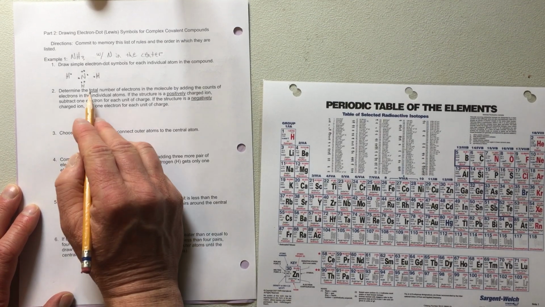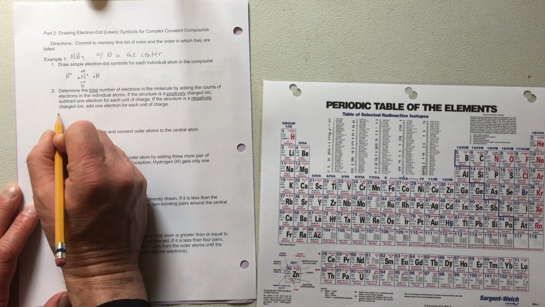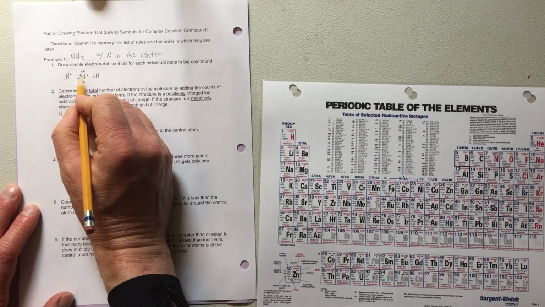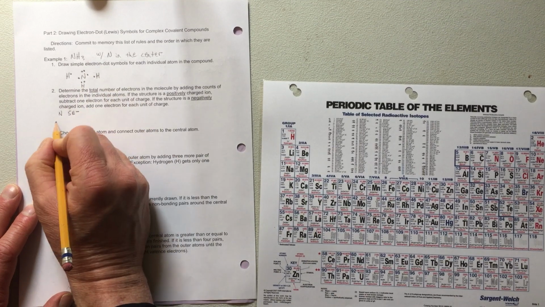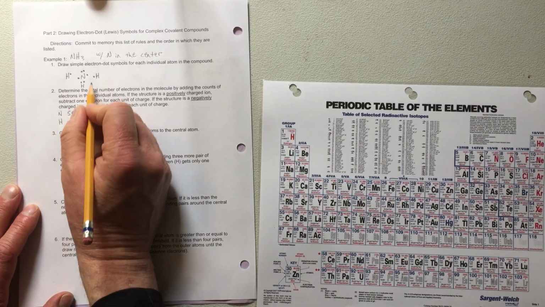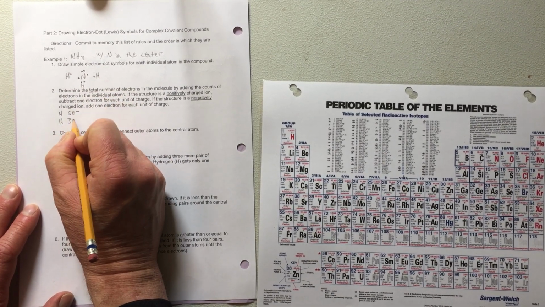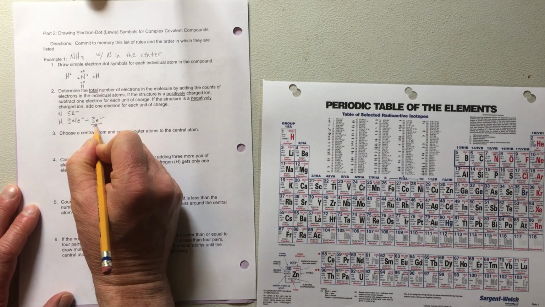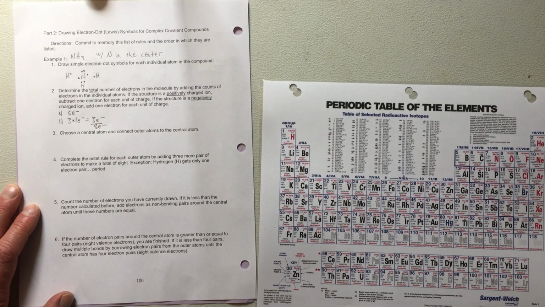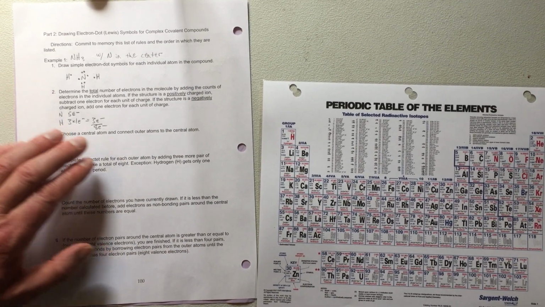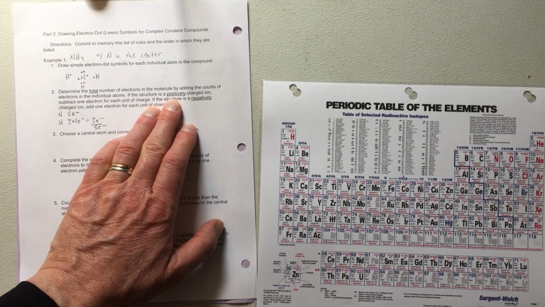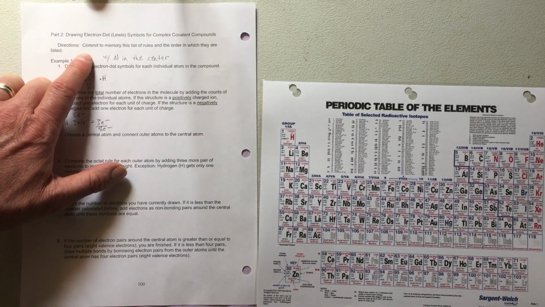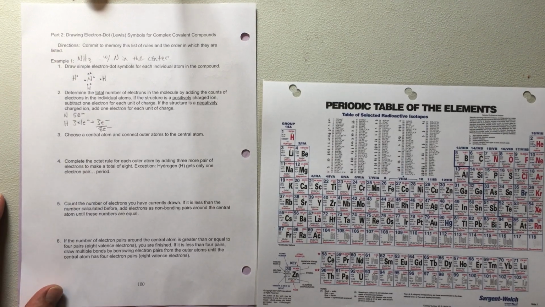All right, but now determine the total number of electrons. So again, the nitrogen had 5 electrons, and each hydrogen had 1. So 3 times 1 electron equals 3. 5 plus 3 is 8 total electrons. That's it for step 2. Because we don't have a positively charged ion or a negatively charged ion, this is neutral. And we know that because there's just nothing there, so no charge.